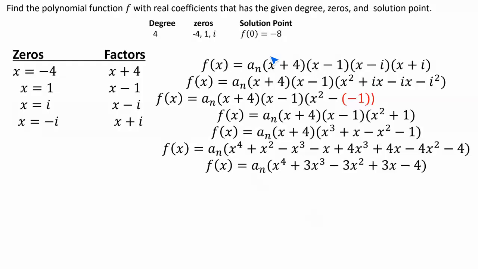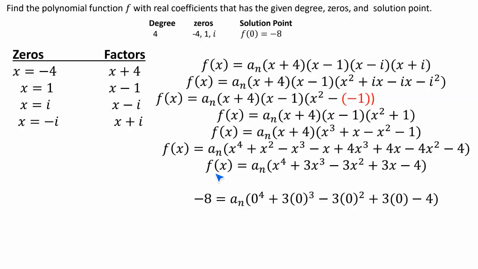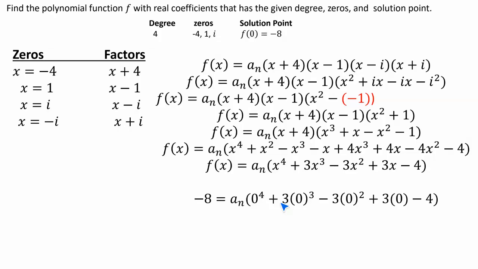Okay, so in the previous problem, we said a can just be 1. But that was because they didn't provide us with a solution point. So in this solution point, 0 represents x, and -8 is what the function is equal to, or y is equal to. So what we can do is plug that information in. So our function is equal to -8, and all the x's are zeros, right? Because this is a 0. Sometimes it's going to be a number. It could be 1 or 2 or whatever it is. In this case, it's 0.